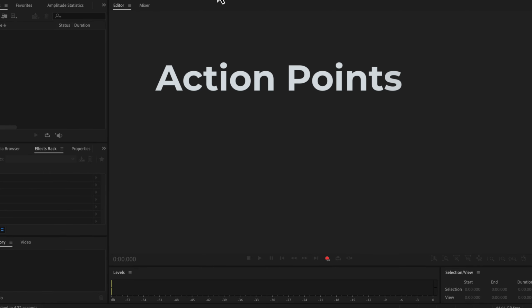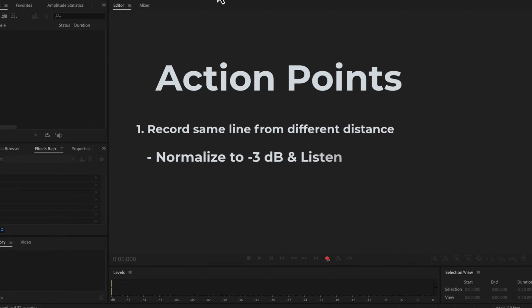A quick way to feel this for your own voice: record the same line at 3 different distances, normalize all 3 to -3 decibels, then listen. Normalizing first removes loudness bias, otherwise the closer takes just sound louder and you'll mistake that for better. Once peak levels match, you can actually hear tone differences.